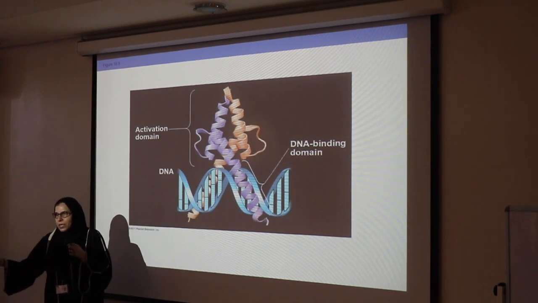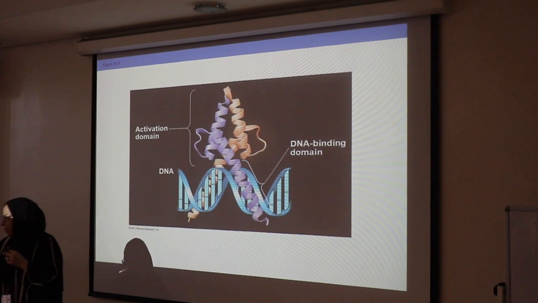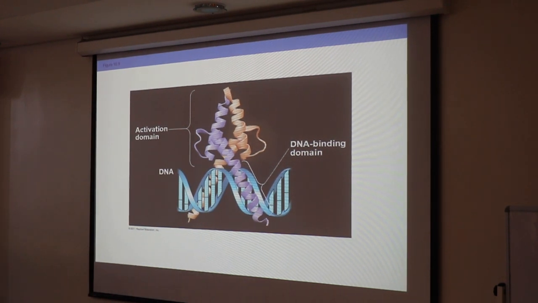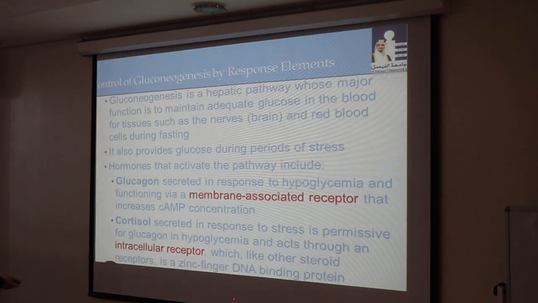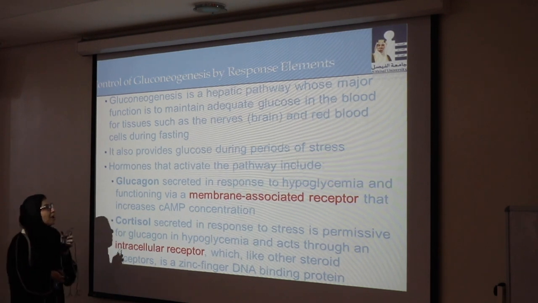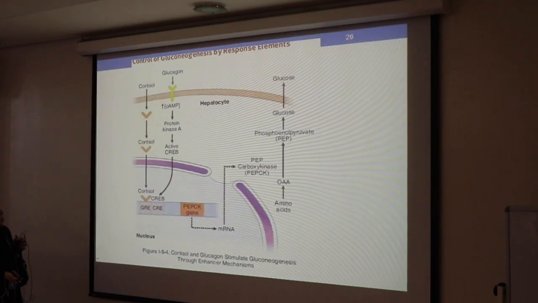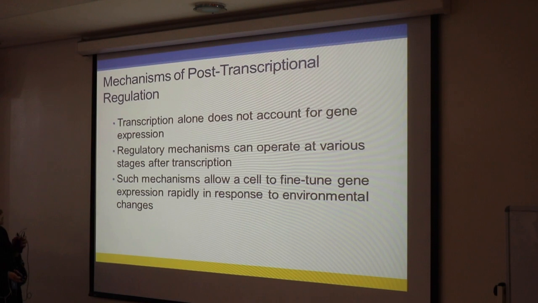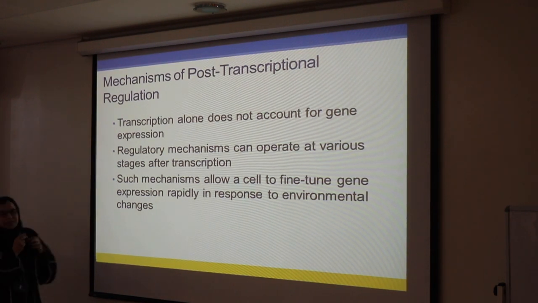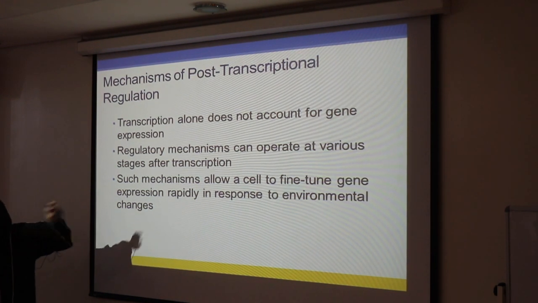We have also leucine zipper, because it looks like a zipper and contains leucine. So we have different types of domains, okay, which are the parts that are going to bind to the DNA control elements, part of the transcription factors, okay? So in other words, don't worry about it. So this is the first part, which is how to regulate transcription.